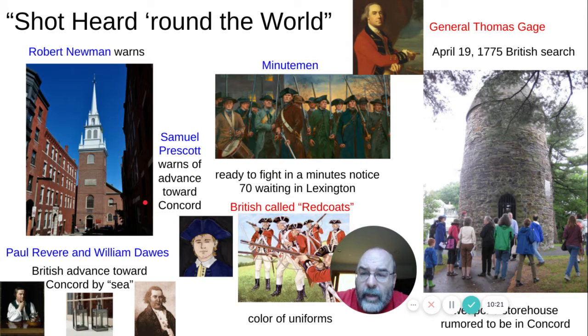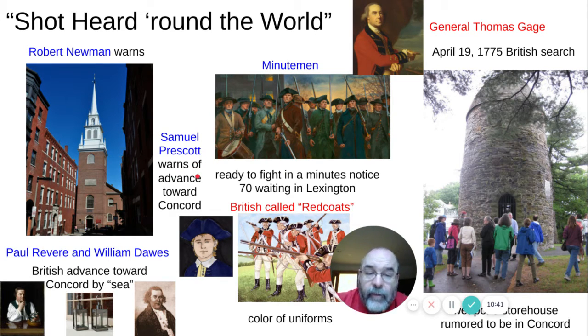That the redcoats are on their way to seize the guns, the weapons, and everything else. And so, as Revere and Dawes are riding, they get other riders out as well, like Samuel Prescott. Well, Revere and Dawes never make it to Concord. The only one that actually makes it to Concord is Prescott.